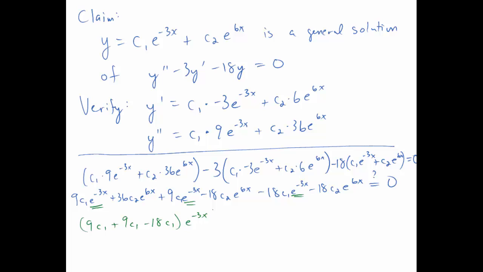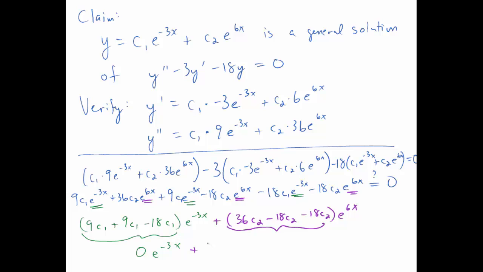And now let's focus on the e to the 6x terms. I'll put a plus: 36c2 minus 18c2 minus 18c2, times e to the 6x. 9 plus 9 minus 18, that's 0 times e to the -3x. 36 minus 18 minus 18 is 0 times e to the 6x. So that's certainly equal to 0. So that checks out, and I verified my claim.